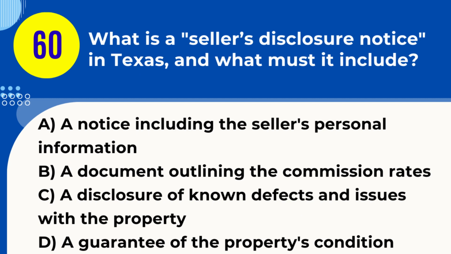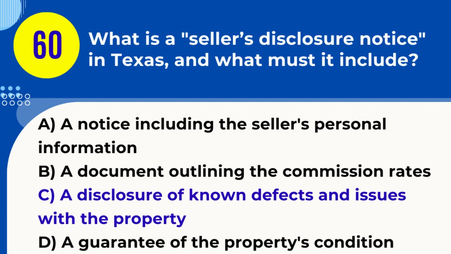A. A notice including the seller's personal information. B. A document outlining the commission rates. C. A disclosure of known defects and issues with the property. D. A guarantee of the property's condition. Answer. C. A disclosure of known defects and issues with the property.